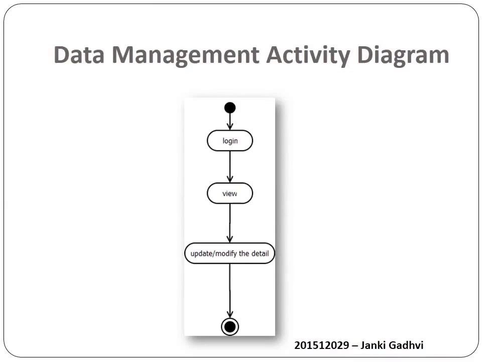This is the activity diagram for data management. It begins with the login activity. After successful completion of that activity, the view page would be displayed to him. According to that, the admin can update or modify the details of a user on user request.